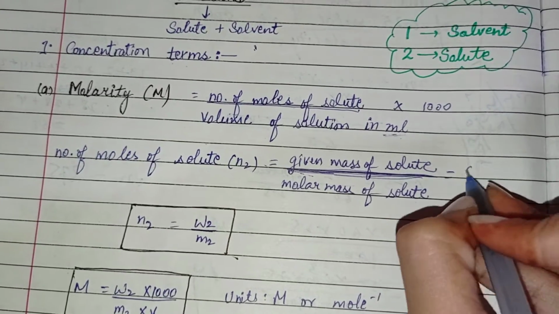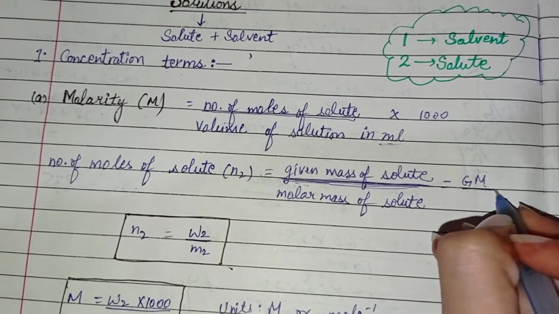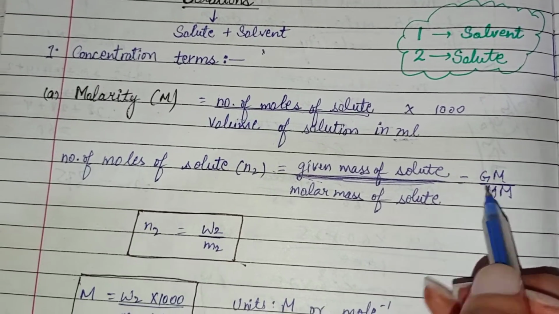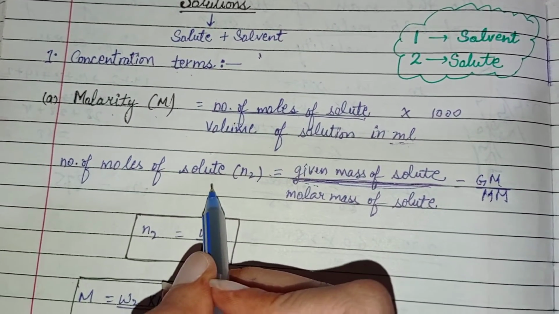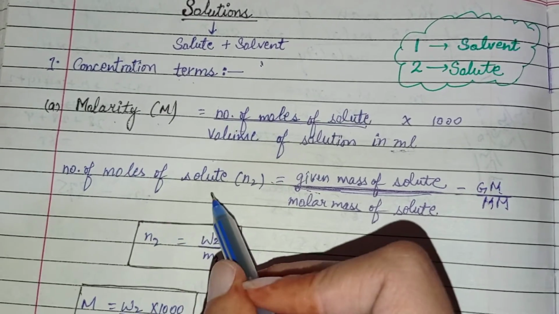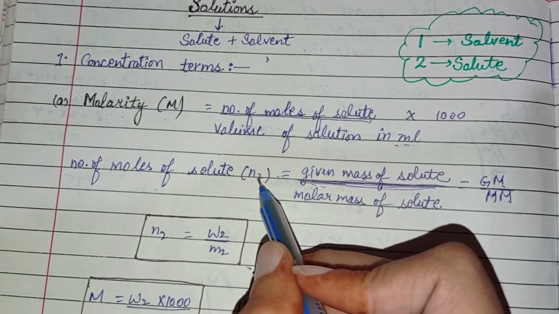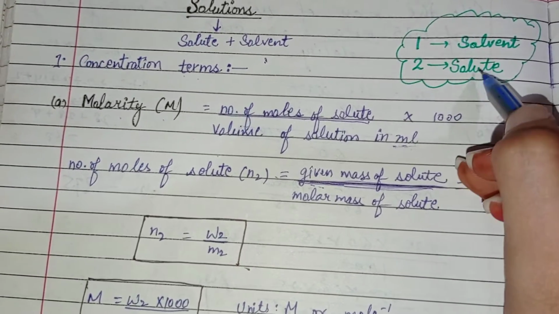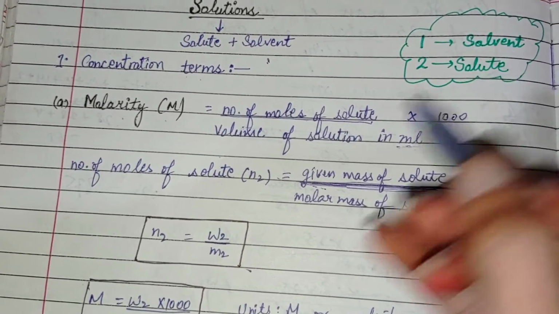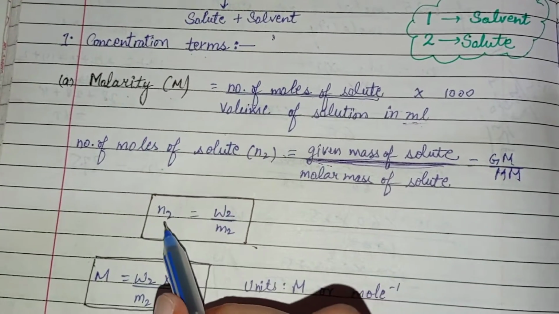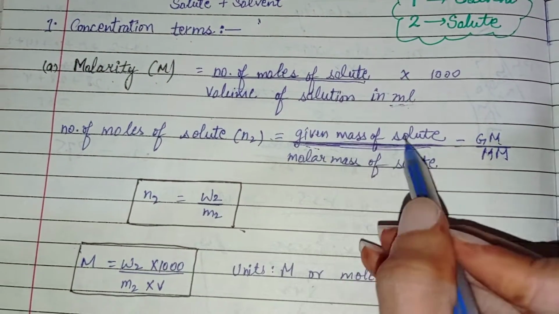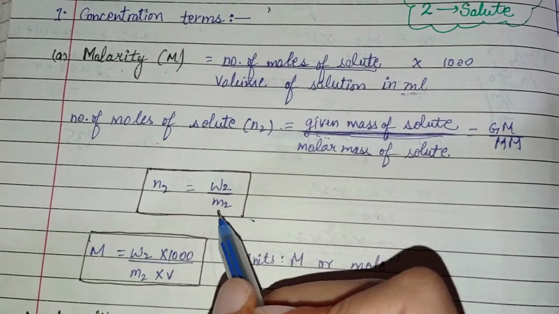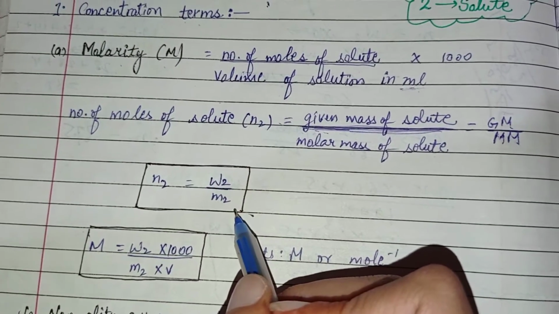We already know the given mass of solute and the molar mass of solute, so we can find the number of moles of solute. Here the number of moles of solute is denoted by N2, where 2 means solute and 1 means solvent. So the formula will become N2 equals W2, the given mass of solute, upon small m2, the molar mass of solute.